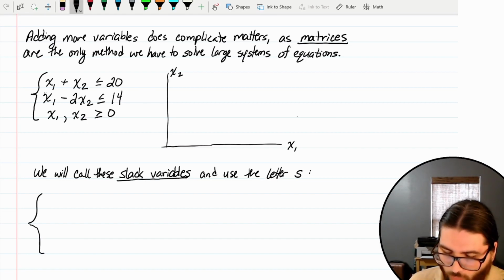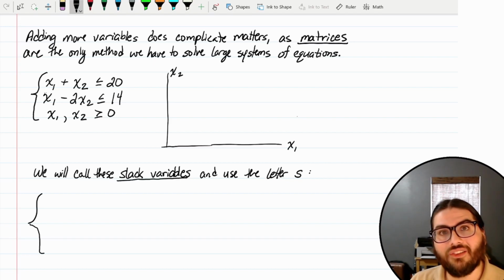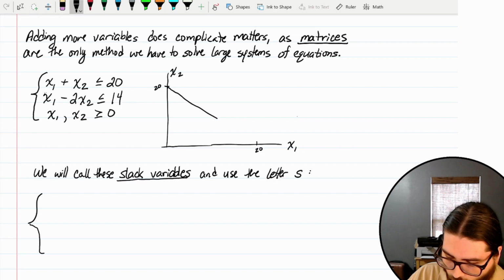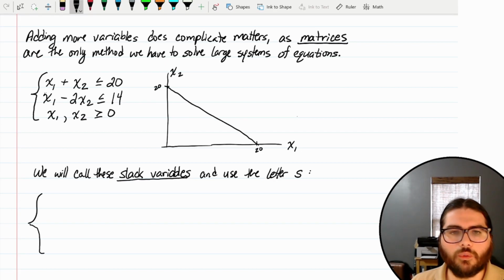I'll give you a really quick sketch, just back of the envelope. X1 plus X2 is equal to 20. That gives me intercepts of 20 and 20, and it's a roughly 45-degree line. Again, I bet if I check that with my ruler, it would not be anywhere close to 45 degrees. It's just a quick sketch.